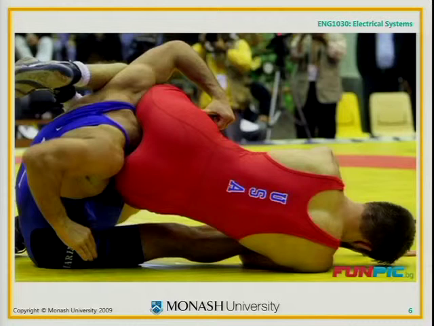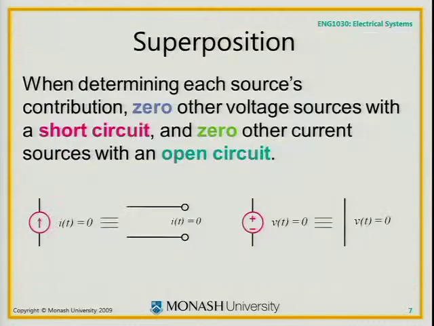That's also a superposition. Don't try it at home. As I said, when determining each source's contribution, replace other voltage sources with a short circuit and other current sources with an open circuit. That shouldn't be a mystery. I equals 0, open circuit. V equals 0, short circuit.